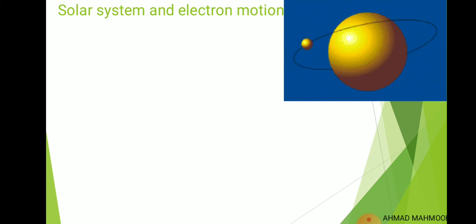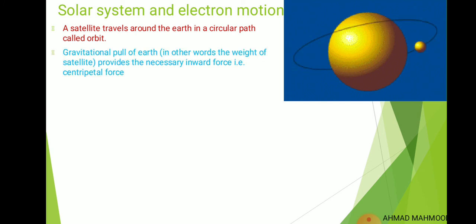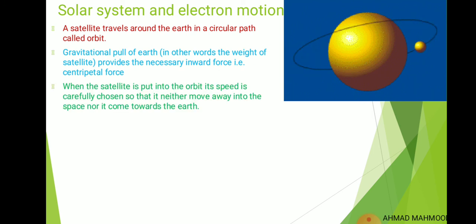Solar system and electron motion. A satellite travels around the Earth in a circular path called an orbit. The gravitational pull of the Earth provides the necessary inward force, which is the centripetal force, to keep the satellite in a circular orbit. When the satellite is put into orbit, its speed is carefully chosen so that it neither moves away into space nor comes towards the Earth.